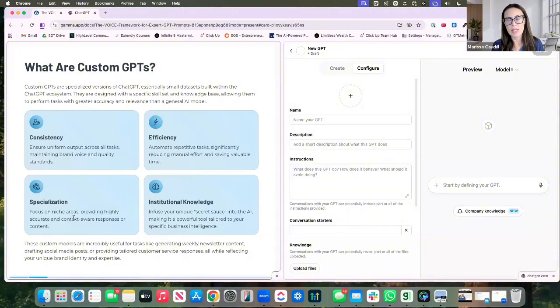You never want to upload anything that has patient identifying data into your knowledge base or into your chat conversations, with a custom GPT even. So make sure that you're cognizant of that.